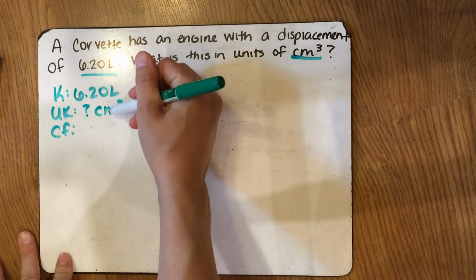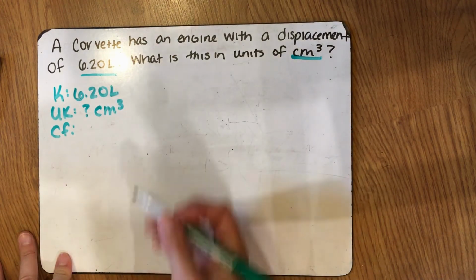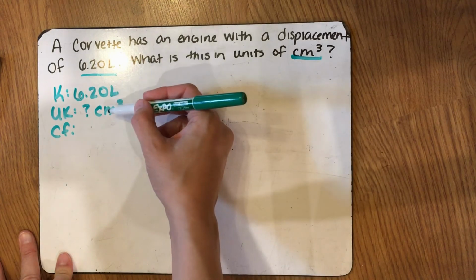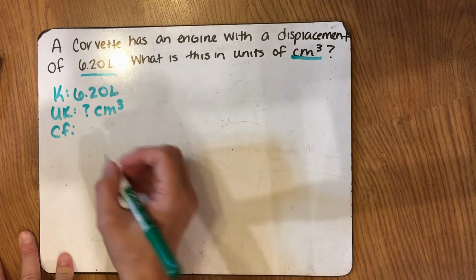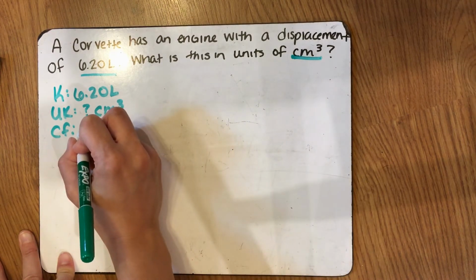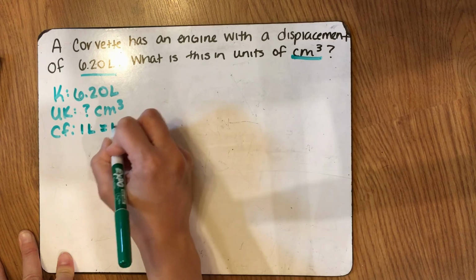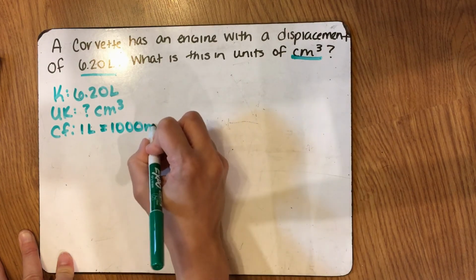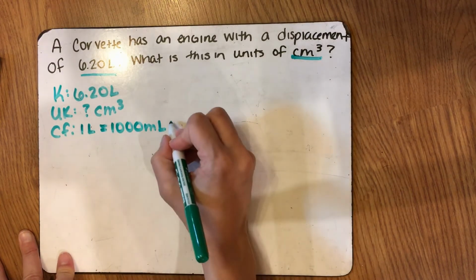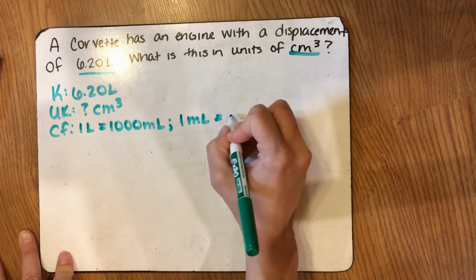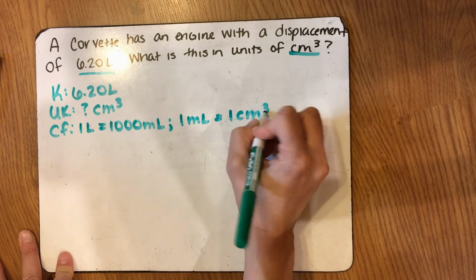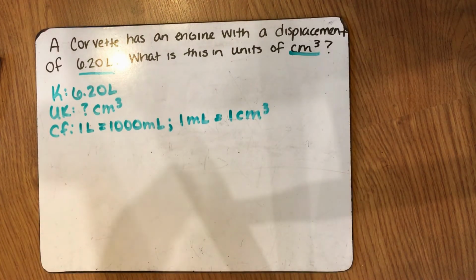Now, we can't go directly from liters to centimeters cubed, but we can go from liters to milliliters, and then from milliliters to centimeters cubed. We know that 1 liter is equal to 1,000 milliliters. We also know that 1 milliliter is equal to 1 centimeter cubed. And we can use those to get us to where we need to be.